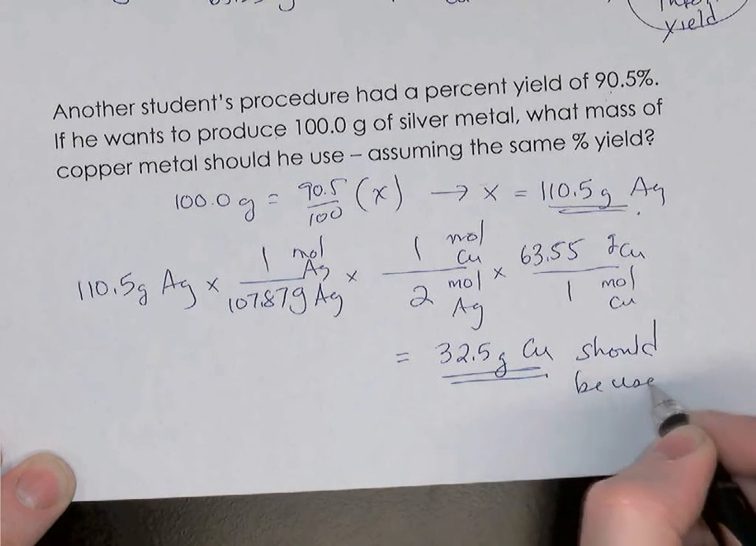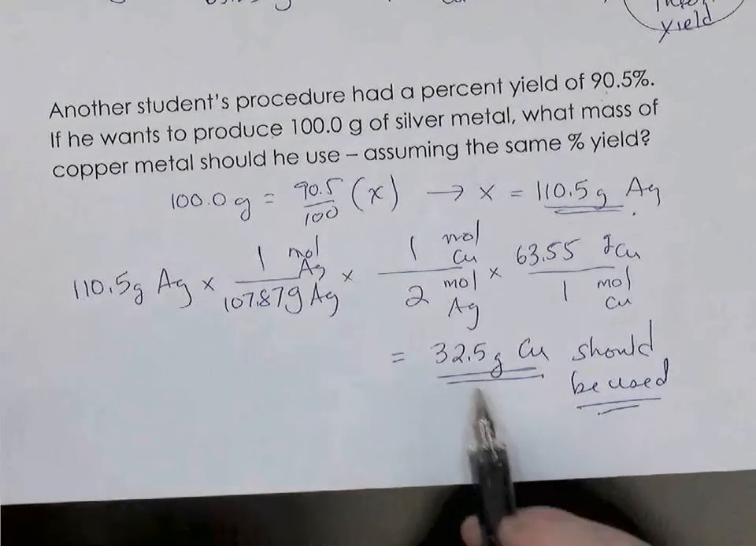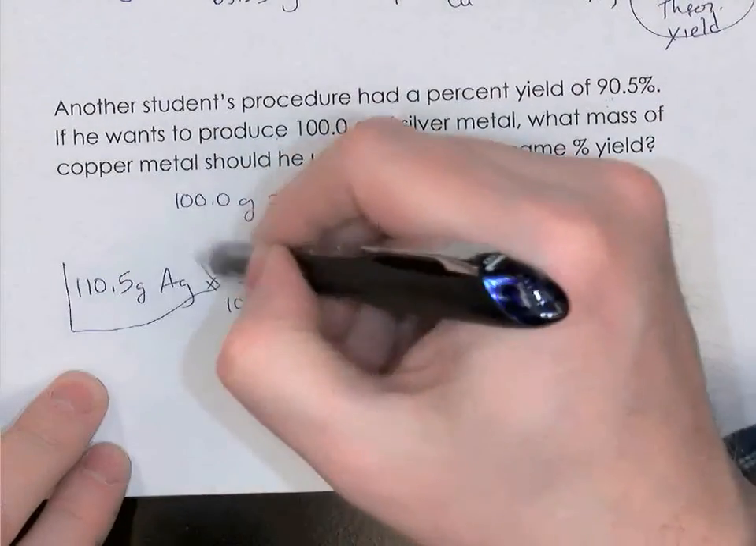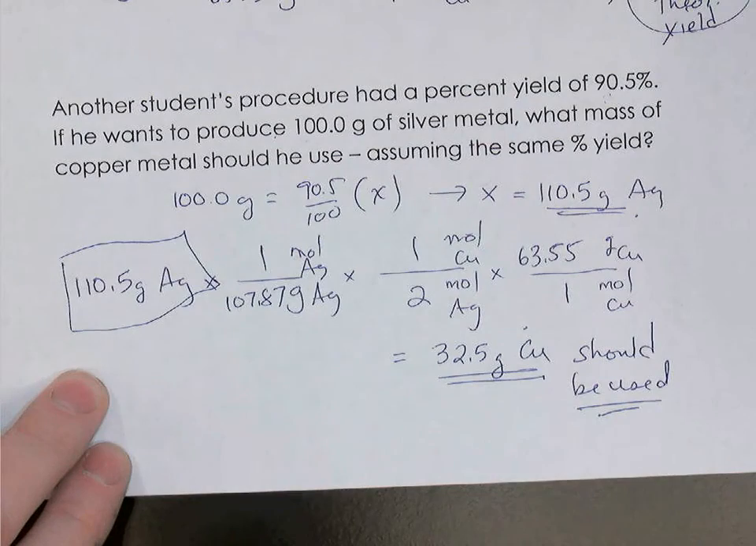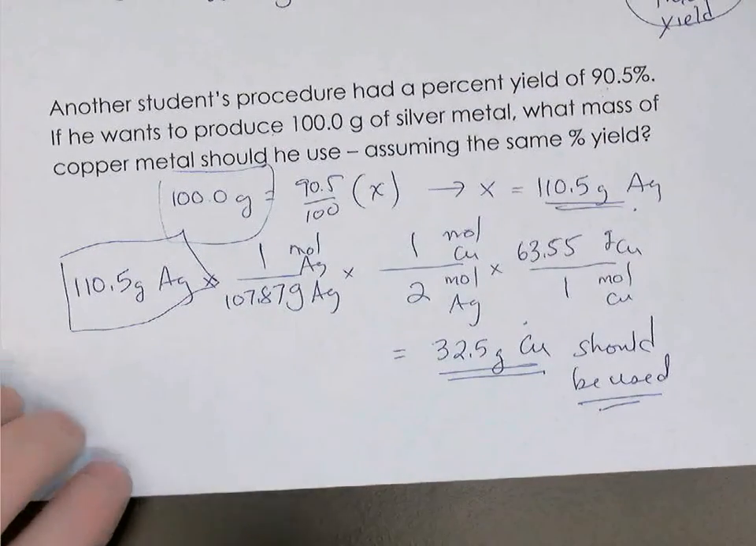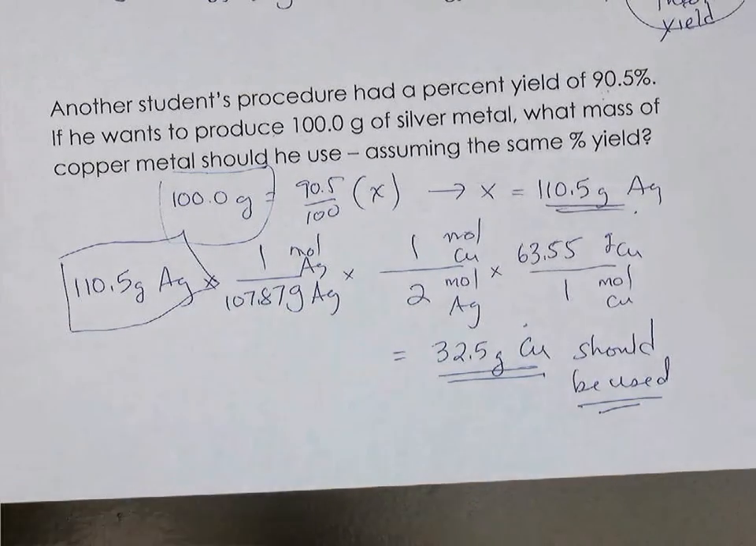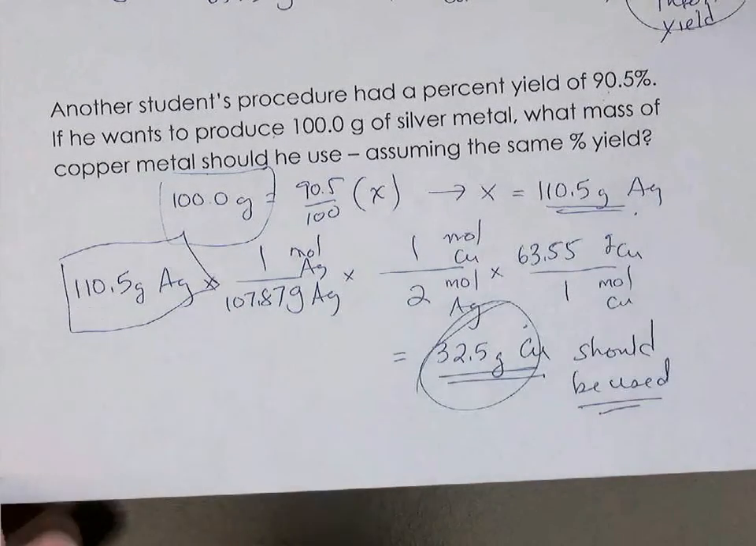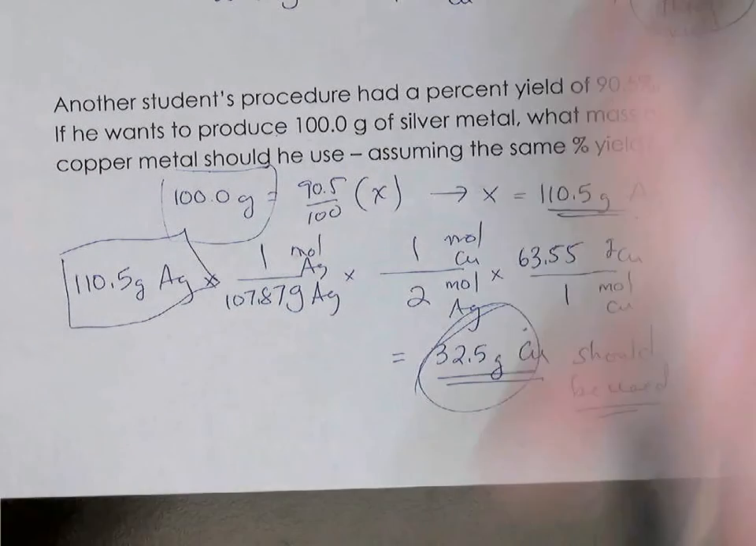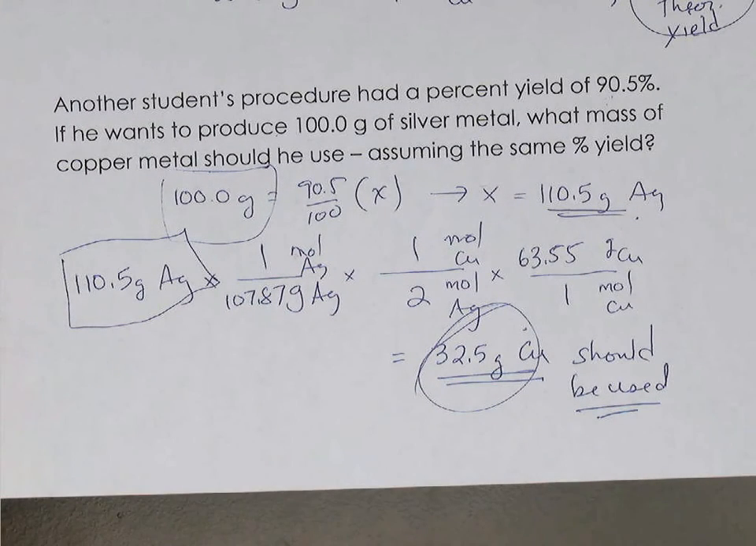If they used 32.5 grams of copper, they're aiming to make 110.5 grams of silver, but since they only have 90.5% yield, that will result in producing 100 grams of silver. And therefore, we've used the percent yield in the problem. We didn't just calculate it, we used it to solve a little bit of a harder problem. So there's a few examples of percent yield questions that should do you good to start your next assignment.